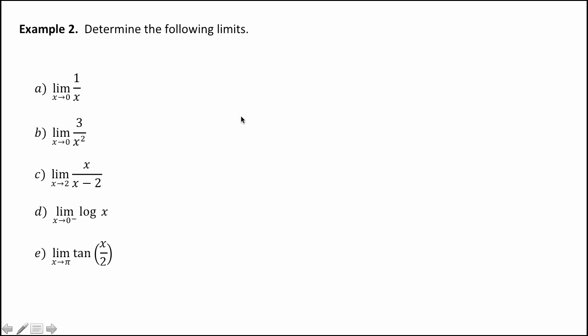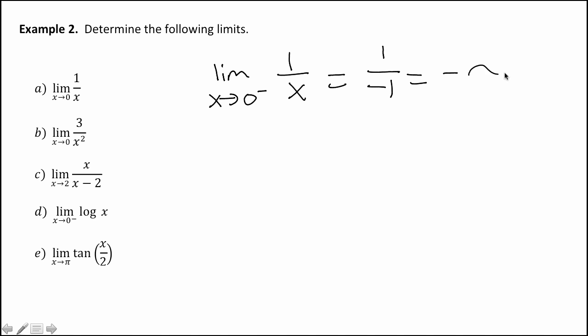Okay, so we're going to simply determine the following limits. So if we want to do it for 1 over x, remember, we need to do the one-sided limits so that we know what the overall limit is. So if we do it from the left side, you're going to plug in a number to the left of 0, such as negative 1, and you're going to get 1 over negative 1, which is negative, right? Which means your answer is going to be negative infinity.